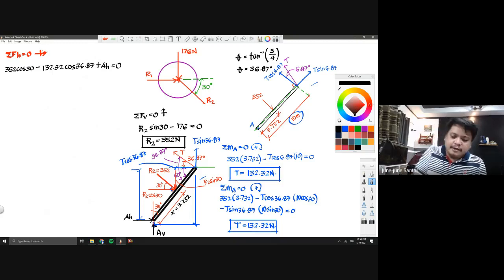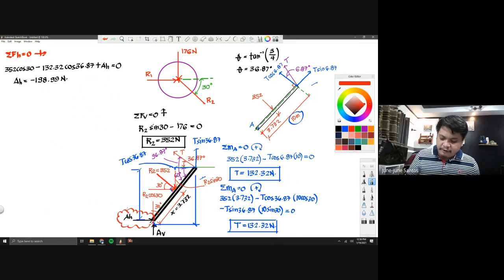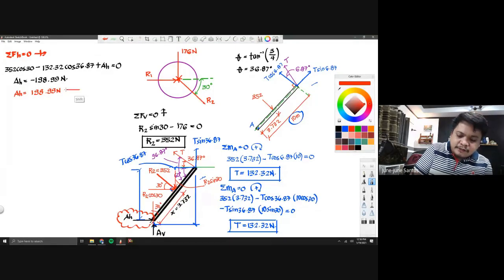Wala ka ng ibang forces, so you can now have the value of the horizontal component of reaction. So that's cosine of 36.87 minus 352 cosine of 30. So you will be having here the AH as negative. Okay, so makikita natin that is around negative 198.99 Newton. So, ano ibig sabihin? Tama yung values, pero mali yung assumption ko ng force. So, ibig sabihin, yung AH natin is 198.99 Newton, but its direction is going to the left.